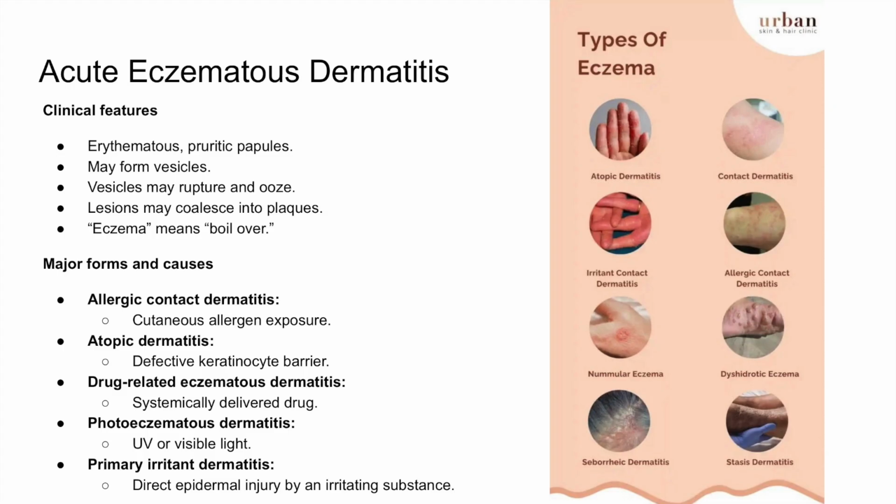Major causes include allergic contact dermatitis, irritant contact dermatitis, atopic dermatitis, drug eruptions, and photoinduced reactions. Allergic disease is immune-mediated, whereas irritant dermatitis results from direct epidermal injury and does not require prior sensitization. As eczema becomes chronic, repeated rubbing and inflammation produce acanthosis, hyperkeratosis, and lichenification, creating thickened skin with exaggerated surface markings.